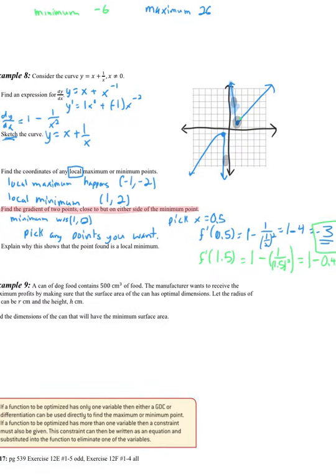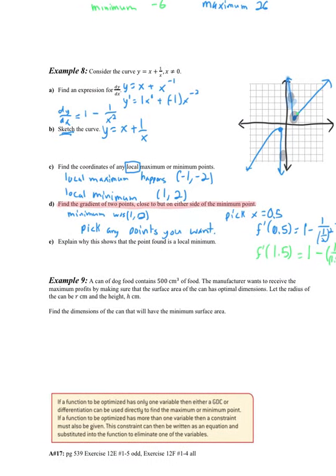And that's kind of what we would talk about for the last part. Explain why this shows the point found is a local minimum. And remember, you can pick any points you want that are to the left and right of 1, 2. I just chose 1/2 and 3/2. So you could have had different points than me, which is perfectly fine. Okay. So explain why this shows that the point found is a local minimum.